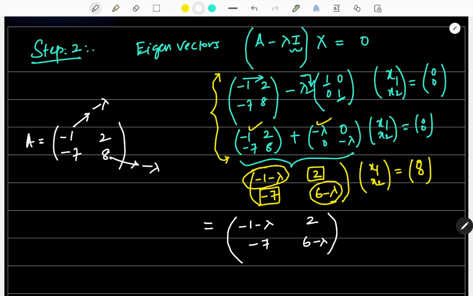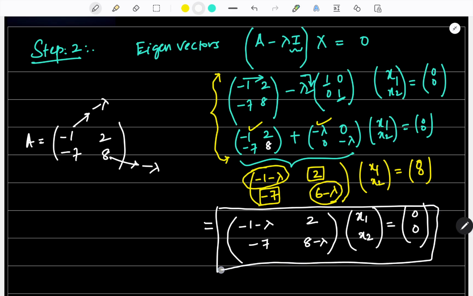Minus 1, 2, minus 7, 8. Sorry, this one is 8. So 8 minus lambda. Minus 1 minus lambda, 2, minus 7, 8 minus lambda, times x1, x2 is equal to 0, 0. You call this equation number 1, because for each lambda value, I have to come here and put it in.